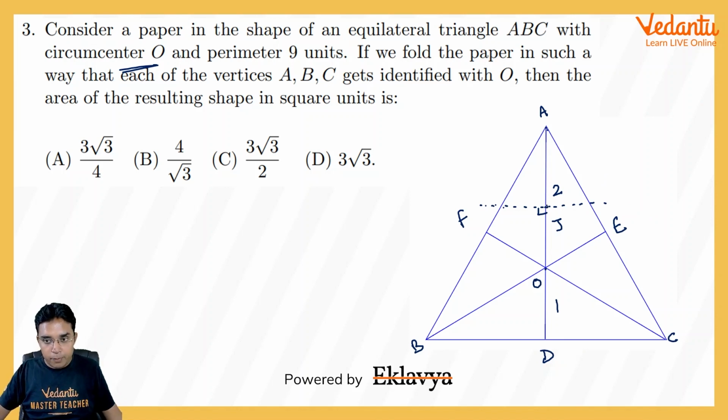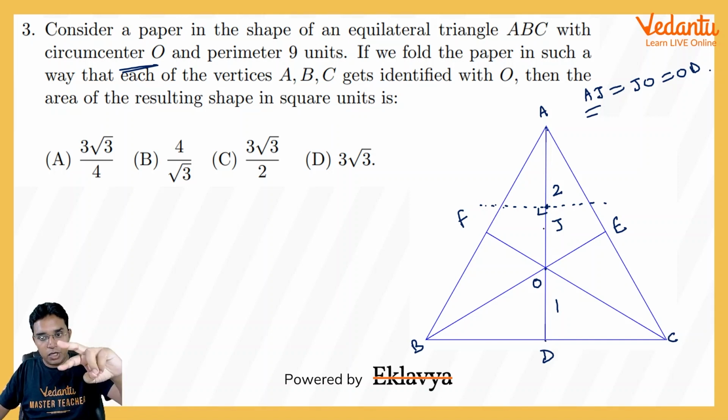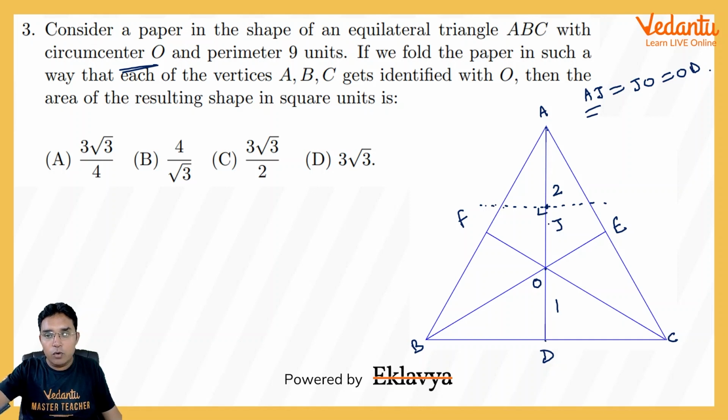This point J will be such that AJ is equal to JO, and this is equal to OD. So you can see this entire altitude or median will be divided into 3 equal parts: AJ, JO, OD. Now let me show you how the folding will be done.